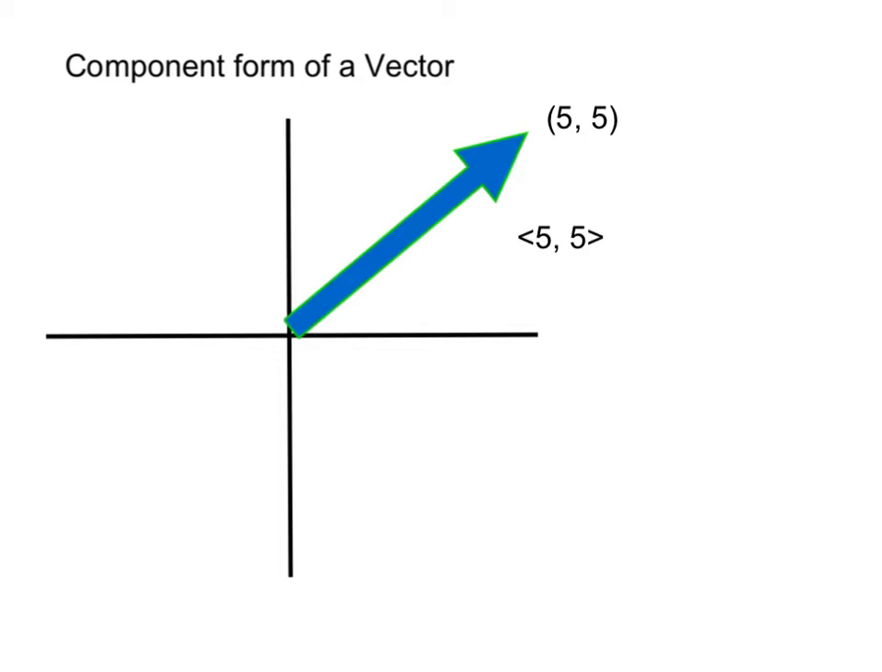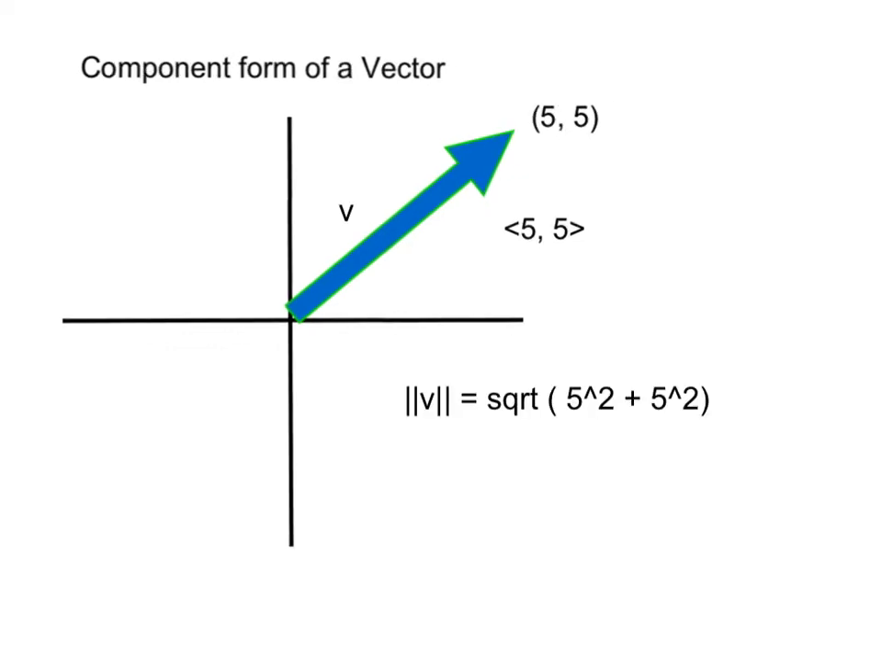The component form of the vector is written as displayed. The component form is based on the standard position of any given vector. Vector notation gives us the direction of the vector. From that, we're able to determine what the magnitude of the vector is. And the magnitude of the vector is written in the double vertical bars that you see.